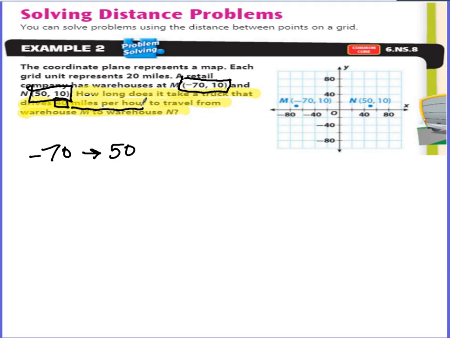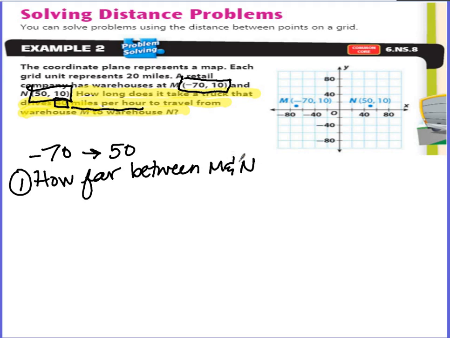And then my plan. So one, I need to find how far it is between M and N. Once I find that distance, I can take the distance and divide it by my speed. Okay, if I divide it by my speed, that'll allow me to find how long it's going to take me.